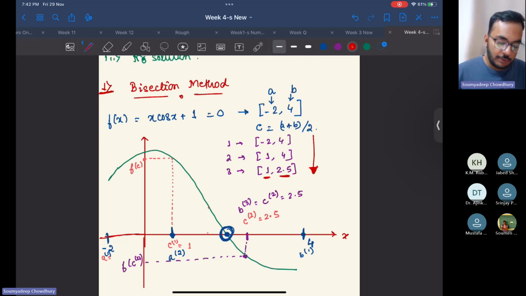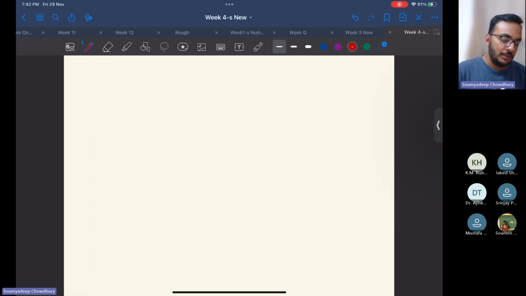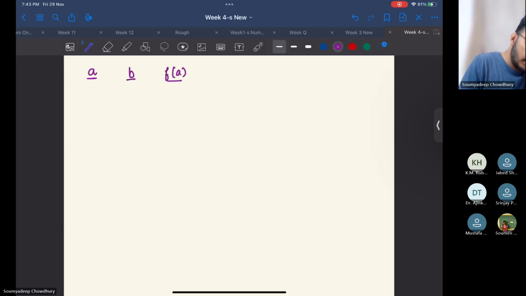So now we'll try to solve one problem by hand first, by mathematical operations. Then we'll see the MATLAB code for that. So first we have to prepare a table for this. Your A, B, then f of A, then f of B, then C, which is the midpoint, then your f of C. Here is the k, or the number of iterations.